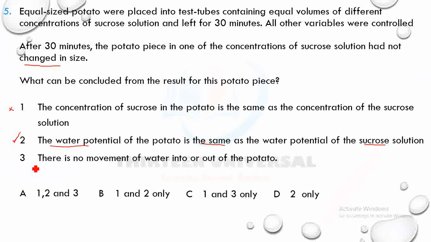Then the third statement says there's no movement of water into or out of the potato. That is wrong. There is movement, but there's no net movement. If you put the potato in this, that's called isotonic solution. The movement of water inside the potato and the movement outside the potato is the same. So there's no net movement, but there's movement of water even in isotonic solution. That is why the size does not change. So it is only 2. That's correct, and that's D.